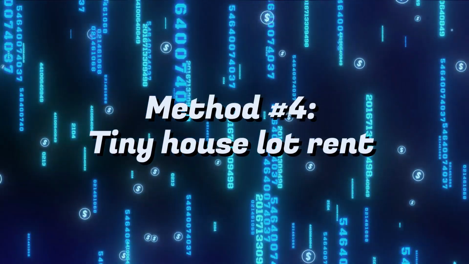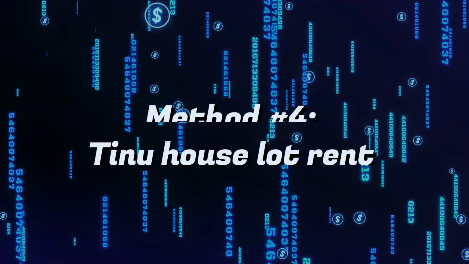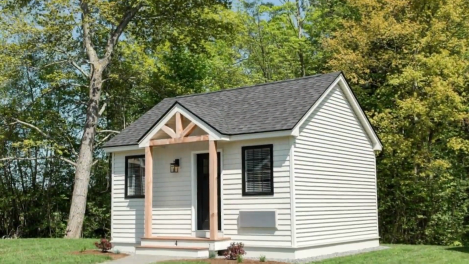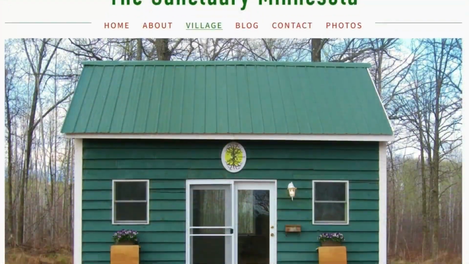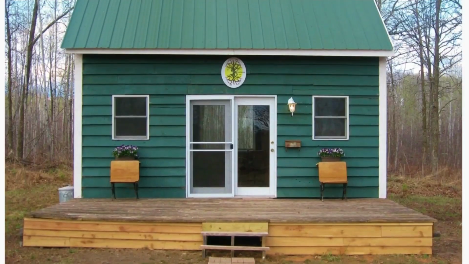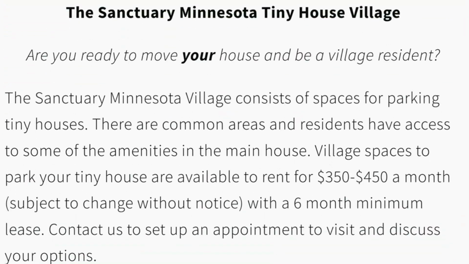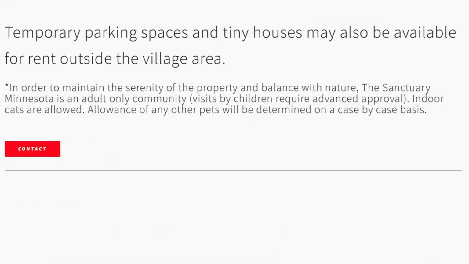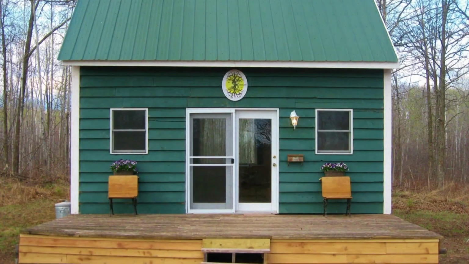Method number 4, tiny house lot rent, a real verifiable $350 to $450 example. Now let's talk about a literal $450 monthly price you can verify. In Ogilvie, Minnesota, The Sanctuary Minnesota lists village spaces to park a privately owned tiny house for $350 to $450 per month with a minimum lease term. Important, that's lot rent, space rent, not a normal apartment lease. And terms can change, utilities and services vary, and you usually need the tiny home already.